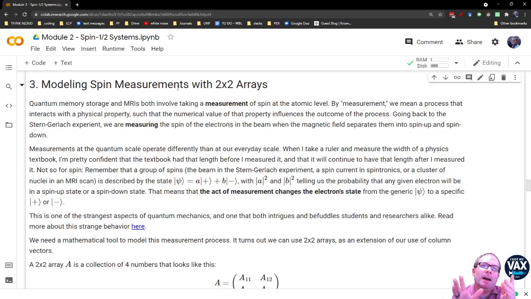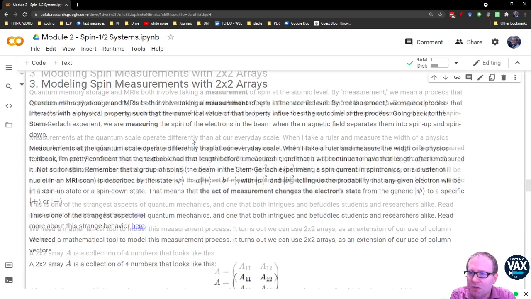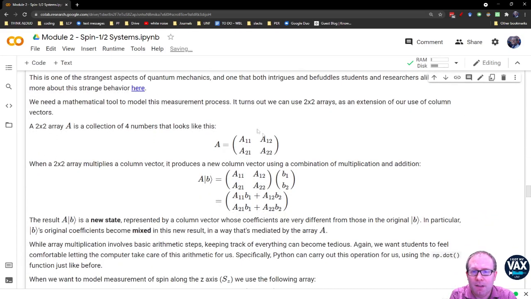So we've learned how to model the actual spin state itself using a 1×2 array, a column vector. What do we need to do then to model the measurement, the actual measuring the value along the x direction, y direction, z direction? It turns out we need to go up one step to a 2×2 array. So a 2×2 array looks something like this, where it's got 4 elements, right? It's got one row and then another row.